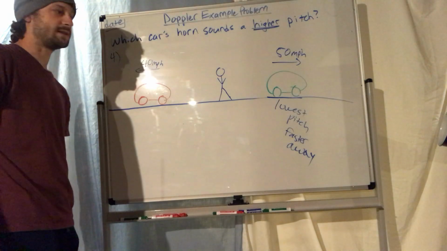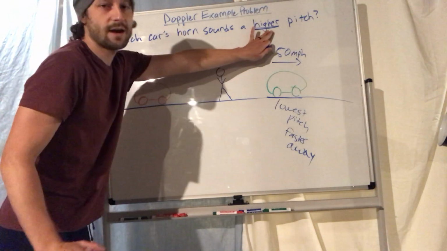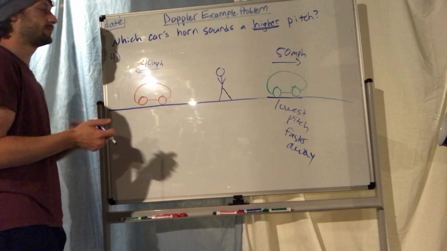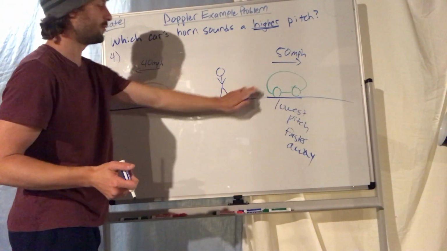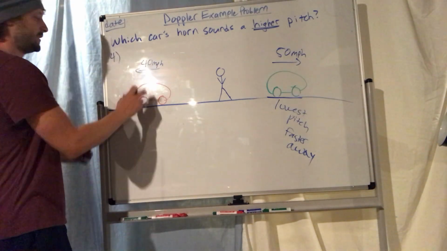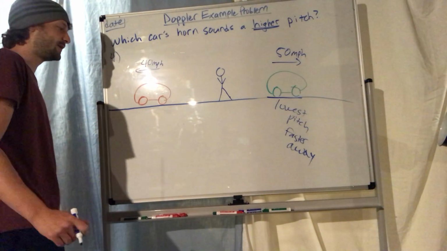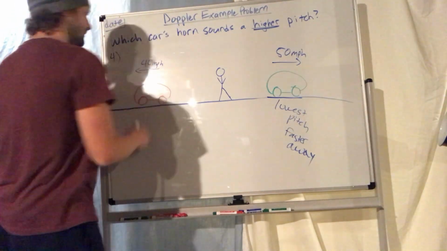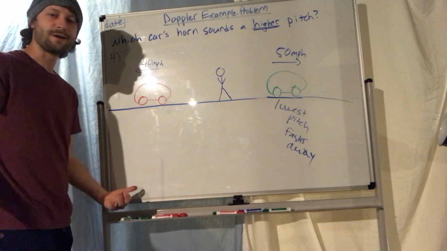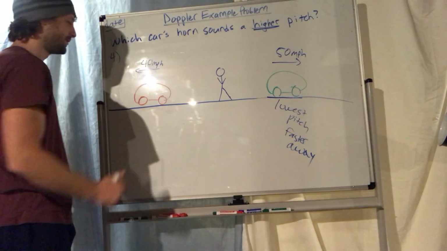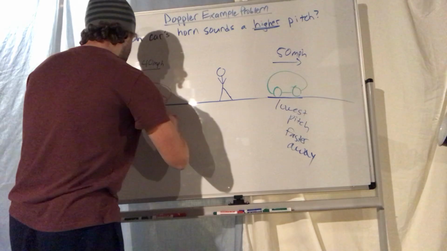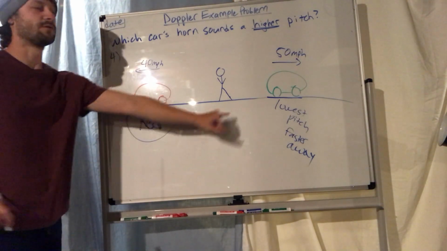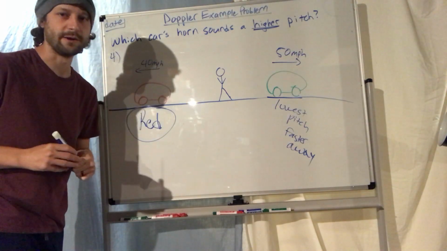But remember, the question doesn't ask which is the lower pitch, it asks which is the higher pitch. So if the pitch gets even lower because it's going faster away from the person, then the answer actually would be red because it's not going as fast away from the person. So in this case, the slower speed is actually a higher pitch because they're both going away from the person. So red is your answer. Red is the higher pitch sound because green is just super low. It's going so fast away from the person.